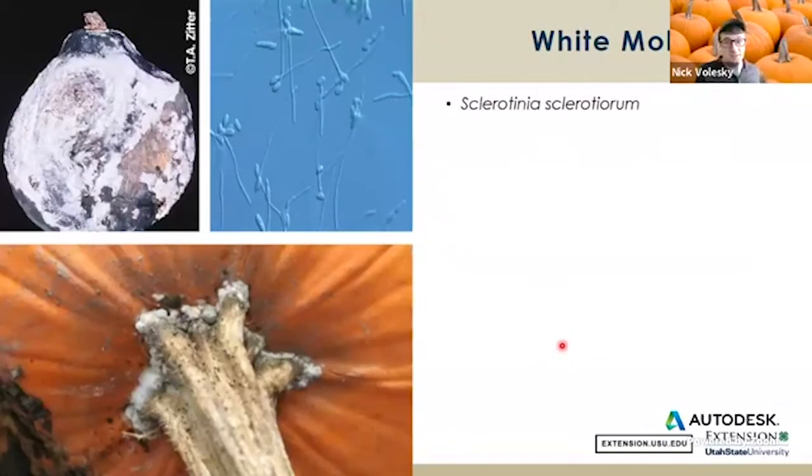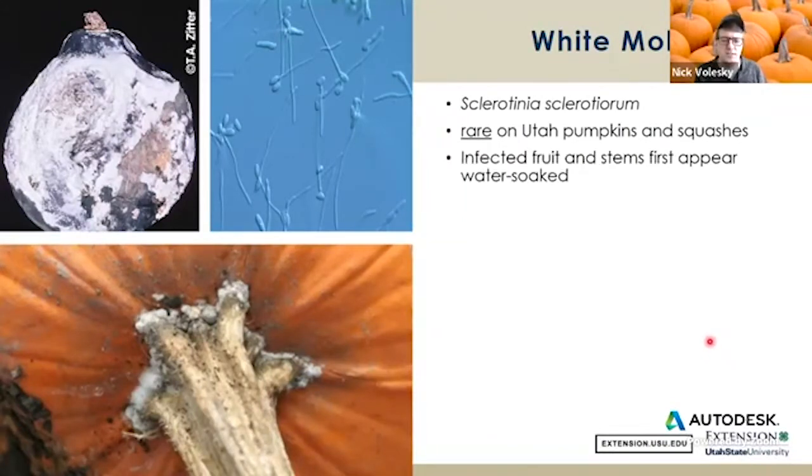This is a fungus that affects a lot of our root crops too, especially post-harvest when they're in storage. It's caused by Sclerotinia sclerotiorum. This is rare on our Utah pumpkins and squashes, but I do see it a lot on other vegetables, especially root crops. And it's kind of like the other ones. The fruit can get infected, and it occurs when the fruits are touching standing water.